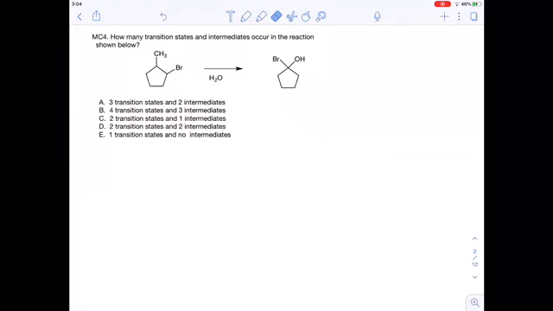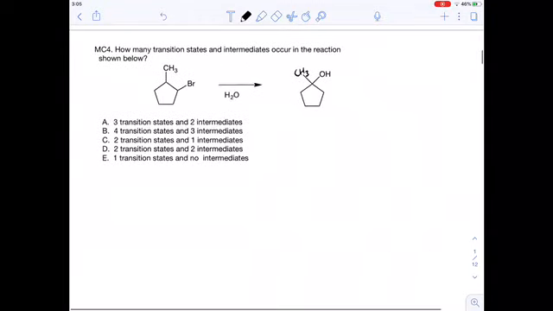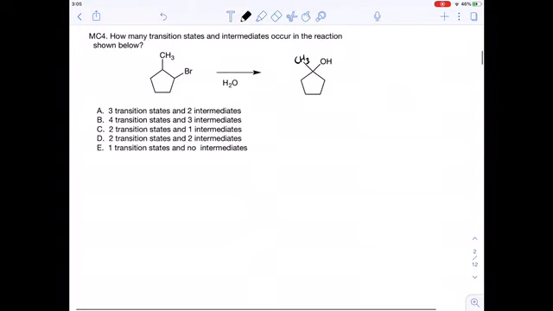Multiple choice 4 asks, how many transition states and intermediates occur in the reaction shown below? The only thing about this multiple choice question is that the professor actually made a mistake in the product, and instead of a Br, it was actually supposed to be a CH3. So if you struggled with this question, that's probably why, and it's probably going to be a lot easier now. If you want to pause and try it, you're more than welcome to do so, but I'm just going to carry on because this is a YouTube video.